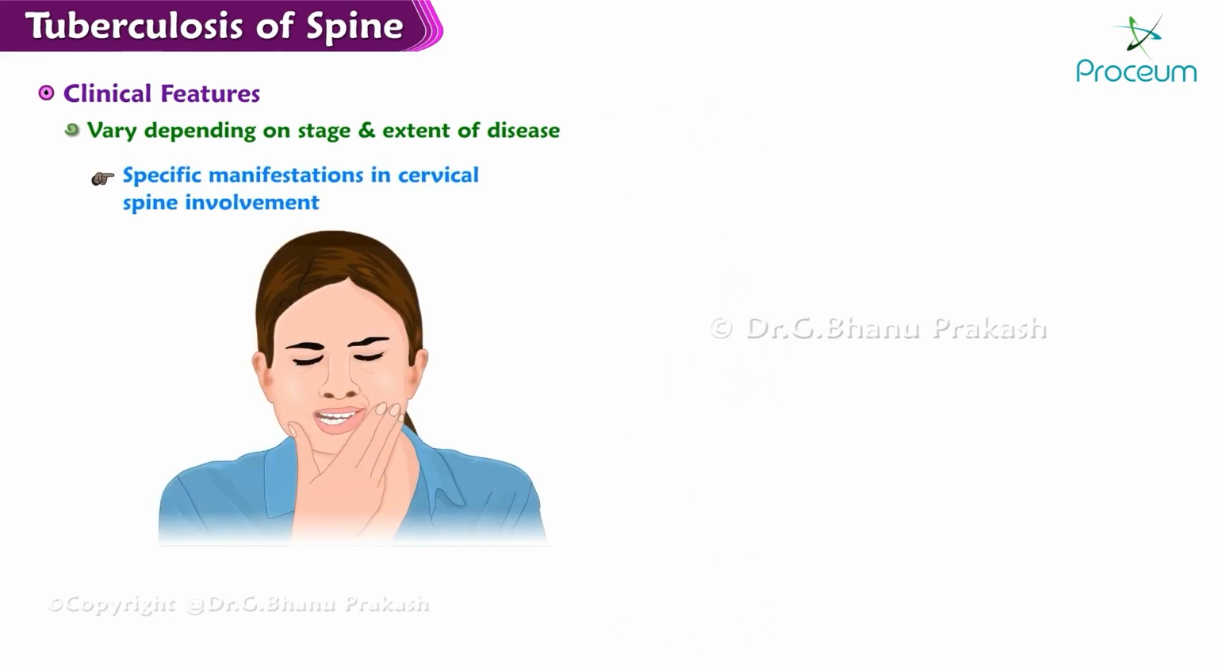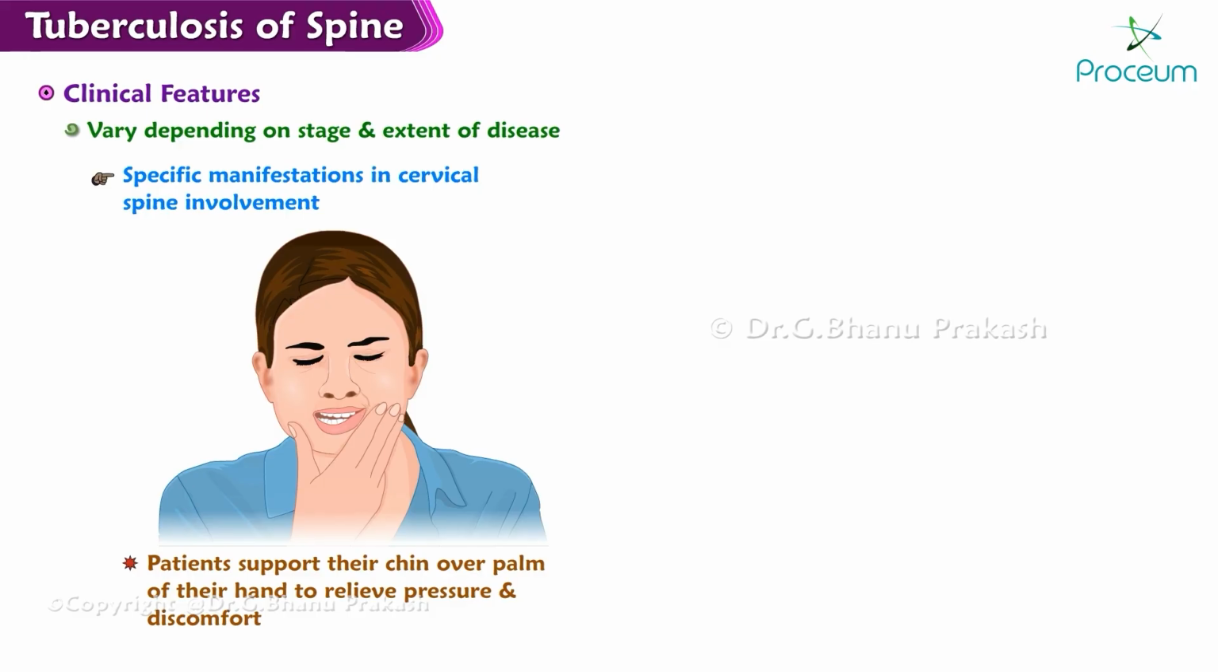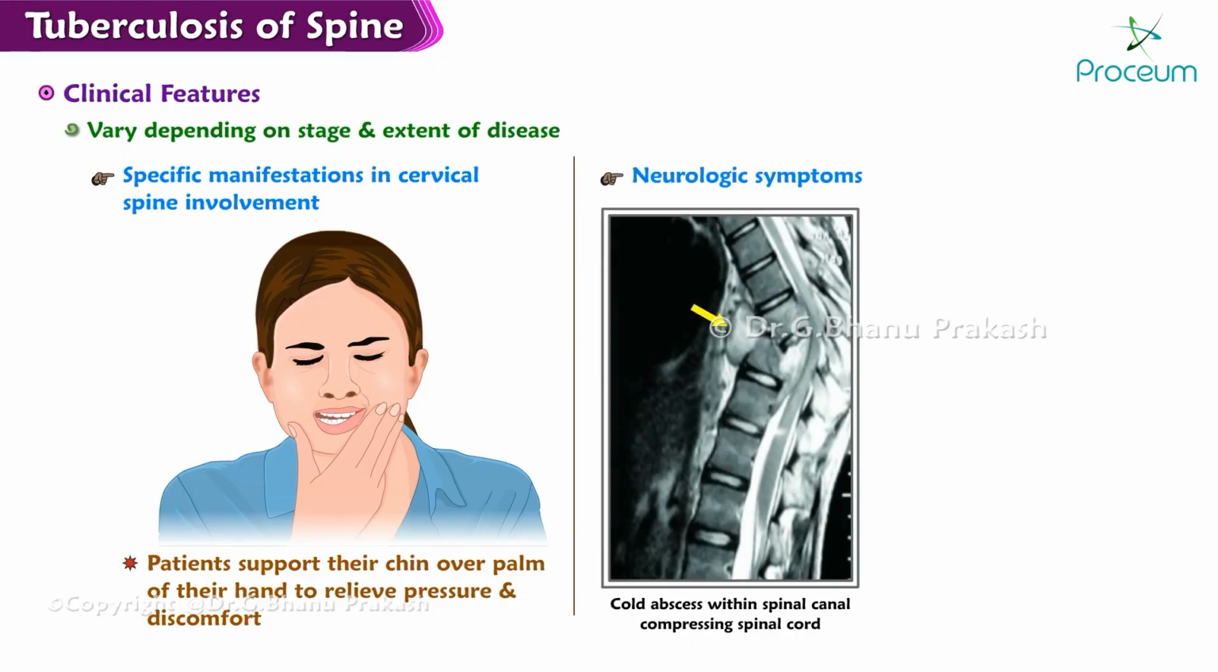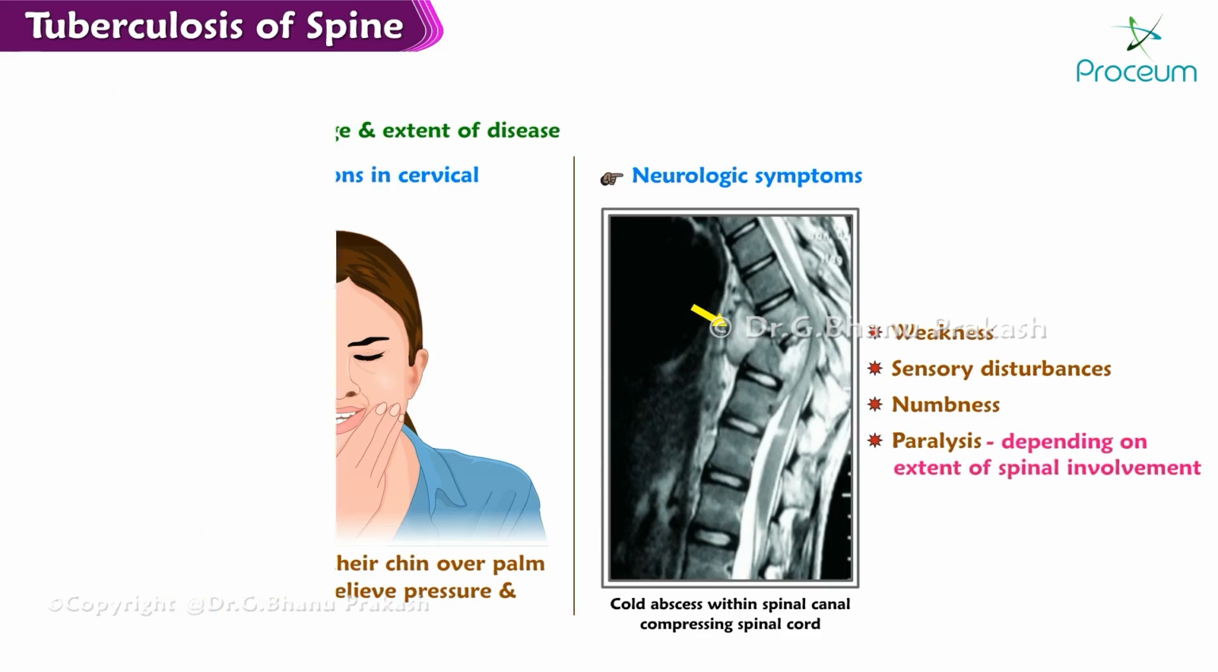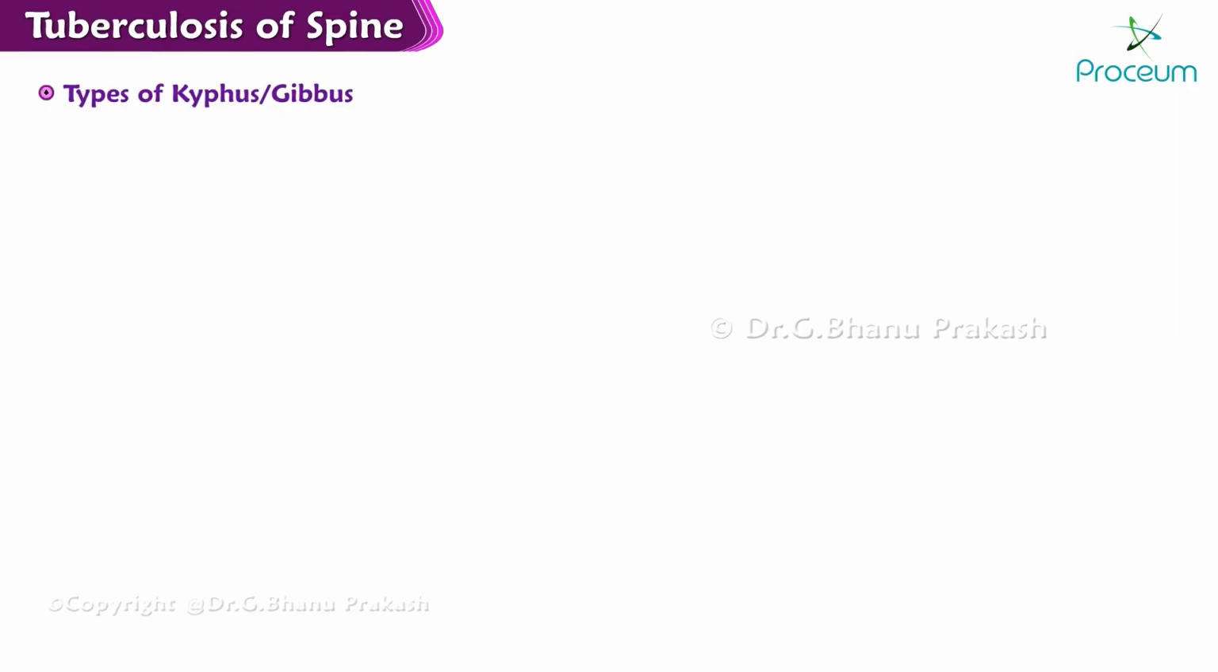Specific manifestations in cervical spine involvement. When the cervical spine is affected, patients may support their chin over the palm of their hand to relieve pressure and discomfort. Neurologic symptoms. In some cases, spinal tuberculosis can lead to compression of the spinal cord or nerve roots, resulting in neurologic symptoms. These may include weakness, sensory disturbances, numbness, or even paralysis, depending on the level and extent of the spinal involvement.